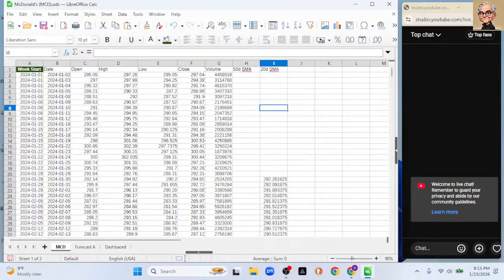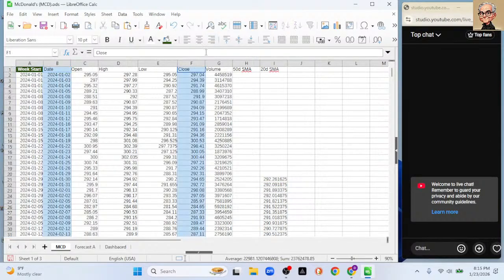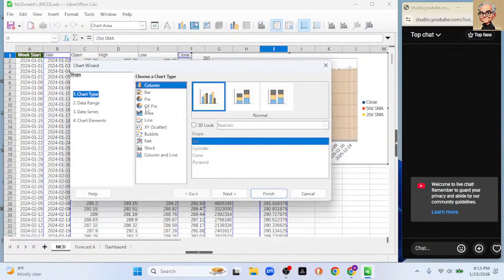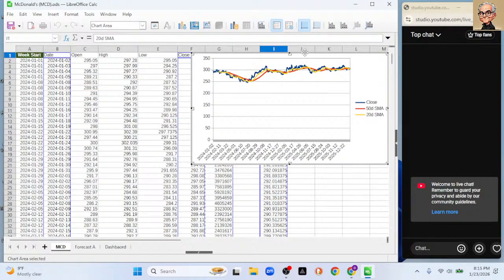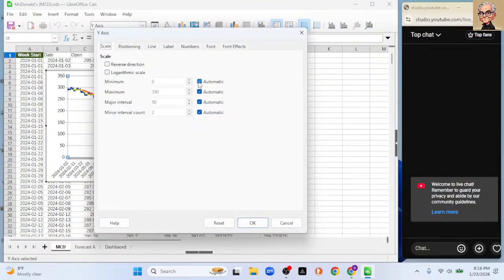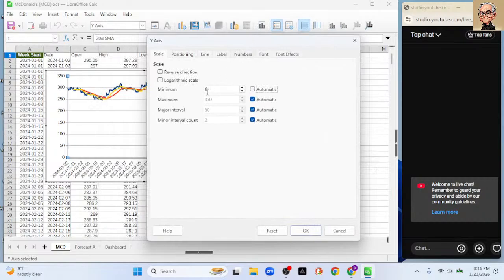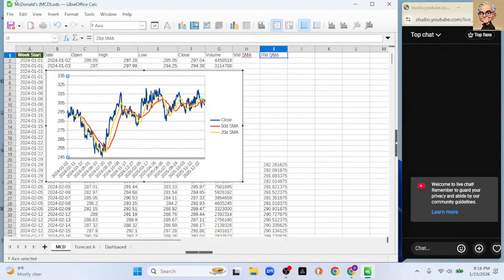So there's McDonald's. So let's just do our first plot. Insert plot, line. Okay, so here we go. So here's our initial plot. All right, you can come up here, click over here. Let's say 245. All right. This is kind of nice.